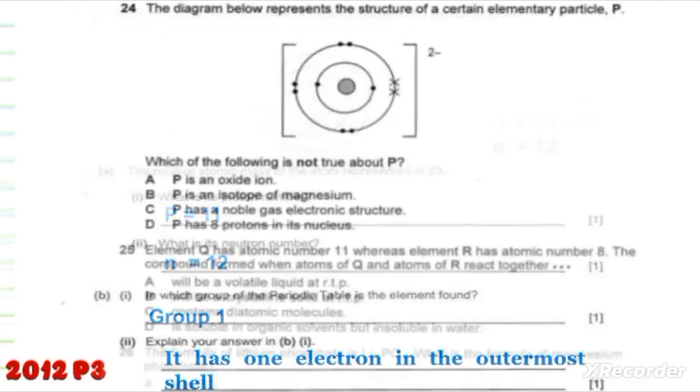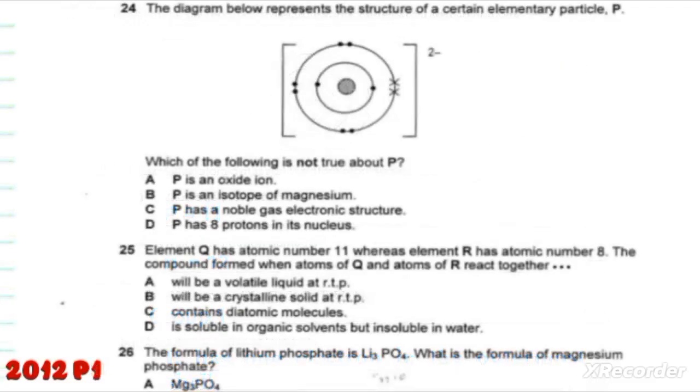Okay, let us move to the next question. This one also is coming from the 2012 past paper, but this is paper 1. The previous question was coming from paper 3. This one is coming from paper 1, and the question is question 24. The diagram below represents the structure of a certain elementary particle P. Which of the following is not true about P?